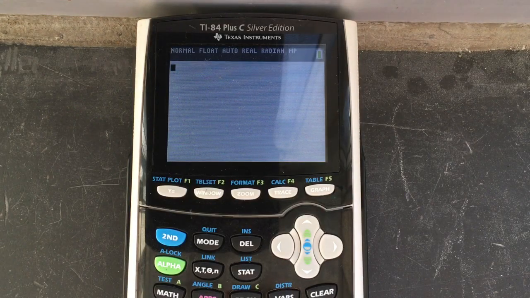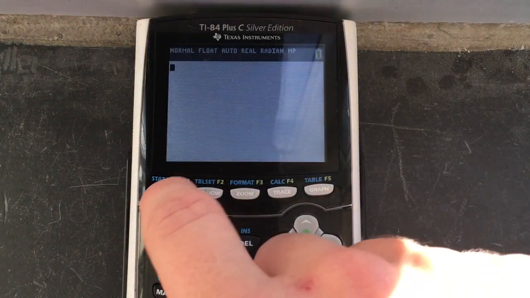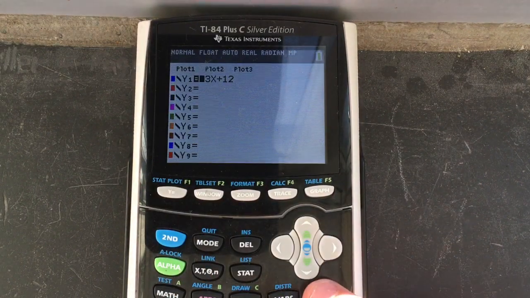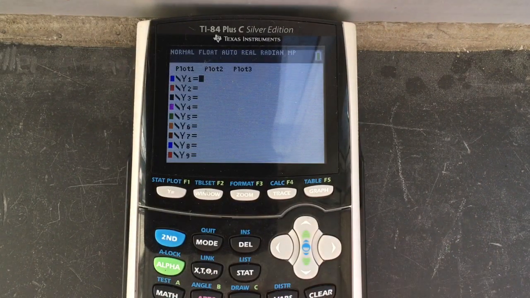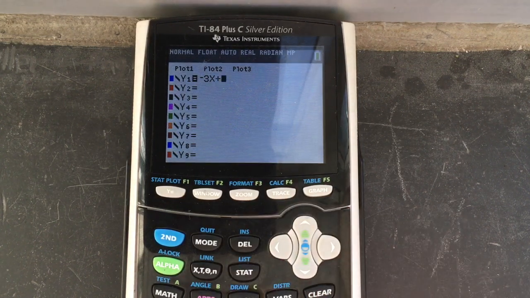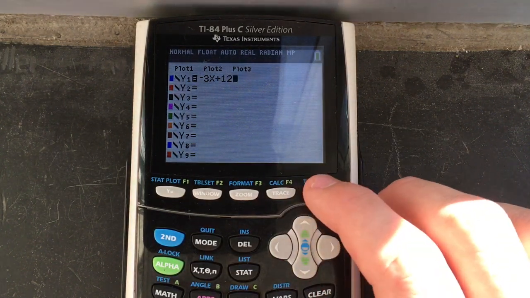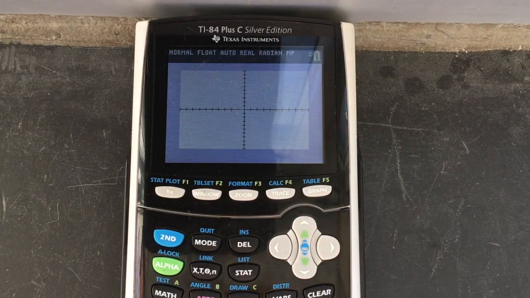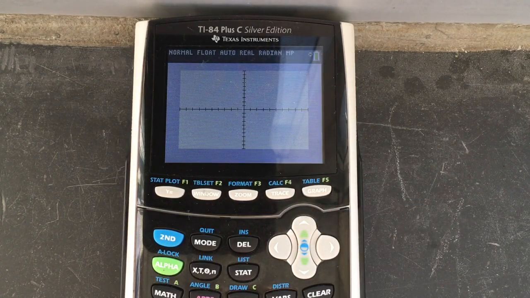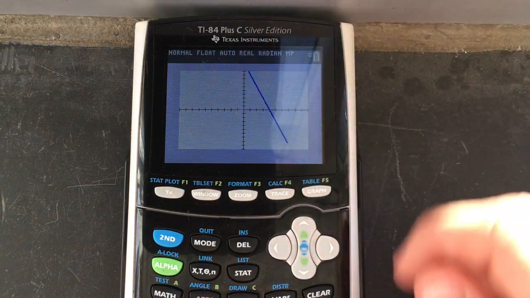Alright, so the first thing we want to do is hit y equals to type in our equation. We're going to clear out anything we had before and type in the equation. In this case, it's -3x plus 12. You hit graph for that and wait for the equation to come up. And there it is right there.